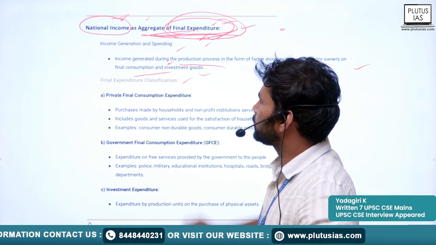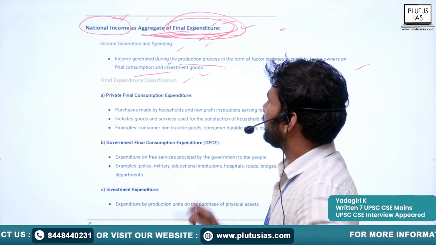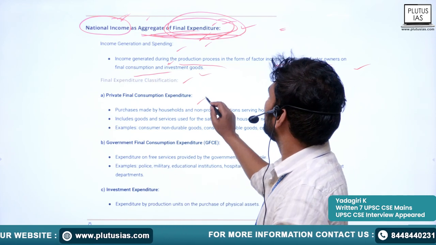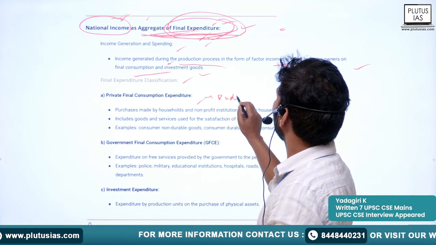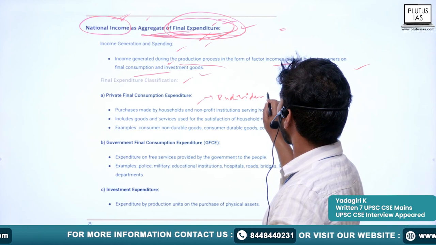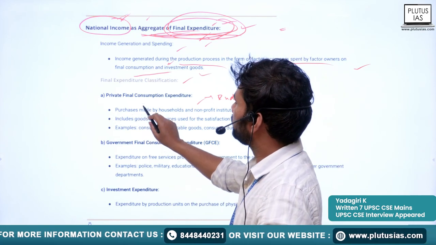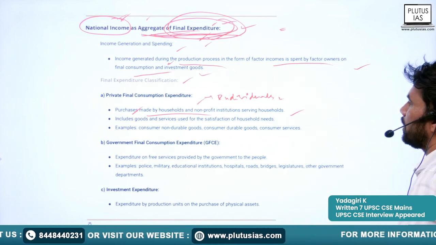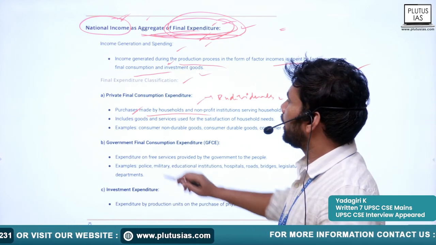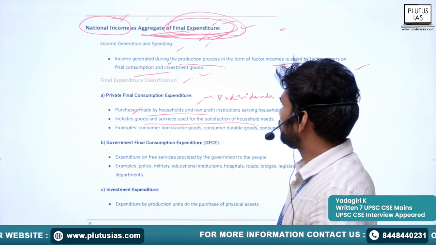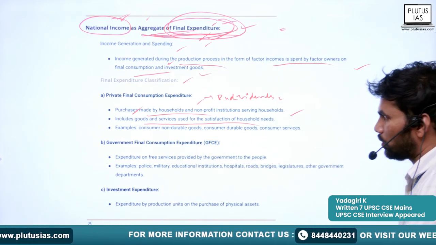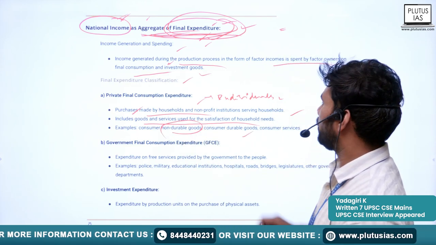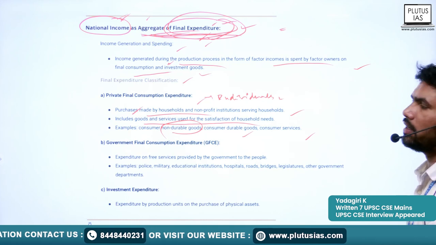Right. Final expenditure classification, if we see, the first one is private final consumption expenditure. It is made by the individuals. Right. So individuals' purchases made by the households for non-profit institutions serving households. It includes goods and services used for the satisfaction of household needs. Examples include consumer non-durable goods, consumer durable goods, and consumer services.